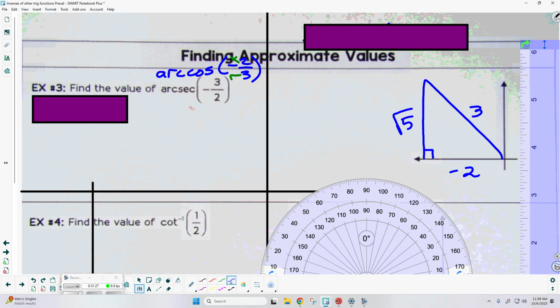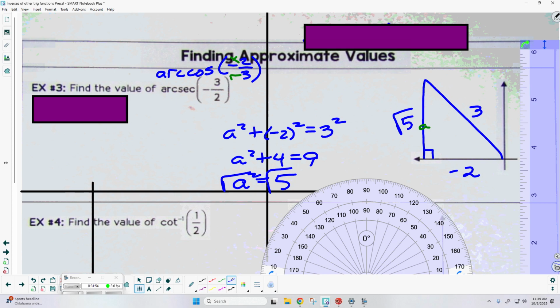Did anybody want me to run through that? Okay, let's actually do this. So let's say I don't know what that is. Let's call this a. Okay, so we'll have a squared plus b squared, so that's a squared plus -2 squared, is equal to c squared. So -2 squared, that would be 4. Okay, it's equal to 3 squared, 9. So a squared is equal to 5 when I subtract the 4. And since we're looking for a, we're going to take the square root. Okay.